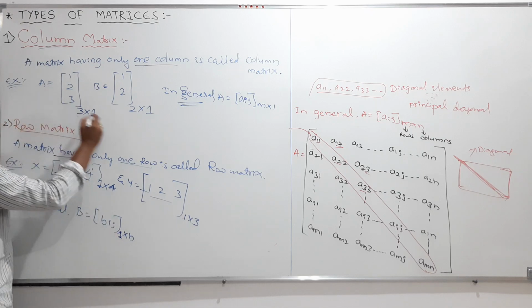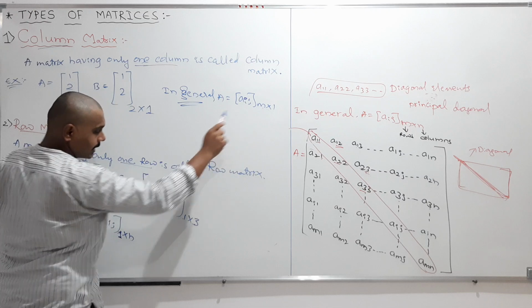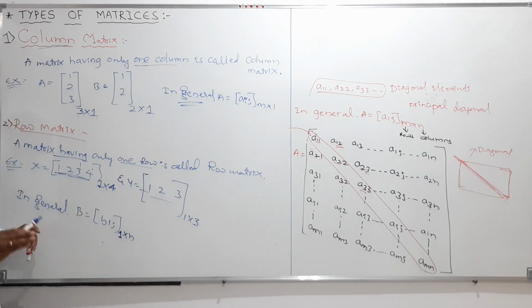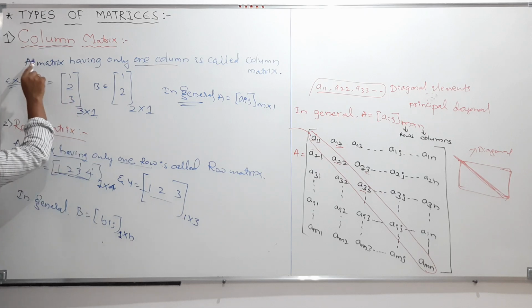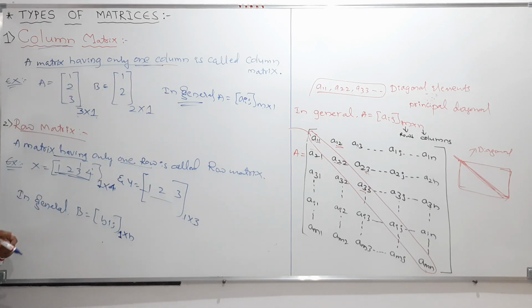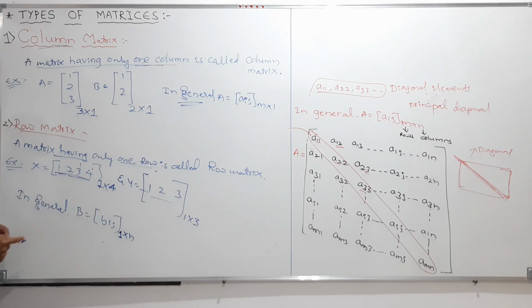And in the column matrix, the column must be fixed. So here I am writing the order m cross n for the column matrix, and here I am writing the order 1 cross n for the row matrix. This is a general notation, but the definition is: a matrix having only one column is called a column matrix, and a matrix having only one row is called a row matrix. So this is the first type, that is the column matrix, and this is the row matrix.